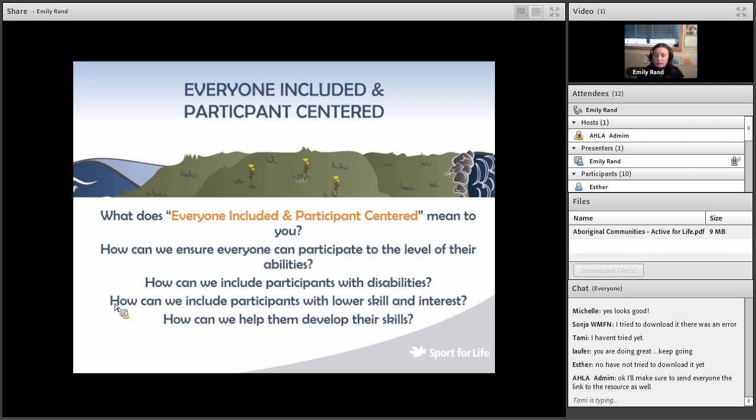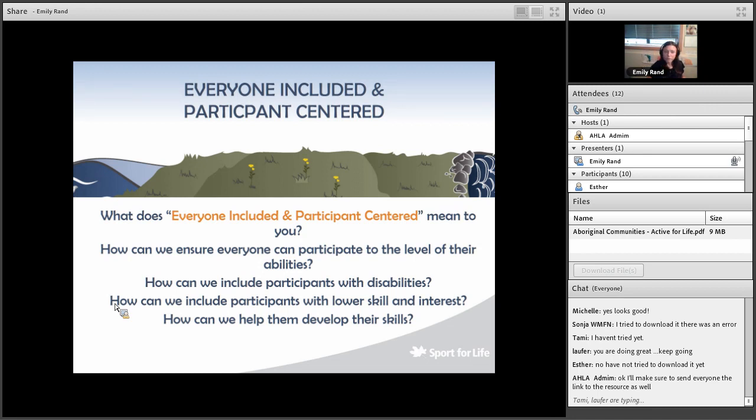How can we ensure that everyone can participate to the level of their abilities? How can we include participants with disabilities, whether that's physical or intellectual? How can we include participants with lower skill levels, with lower skill and interest? And how can we help them develop their skills?